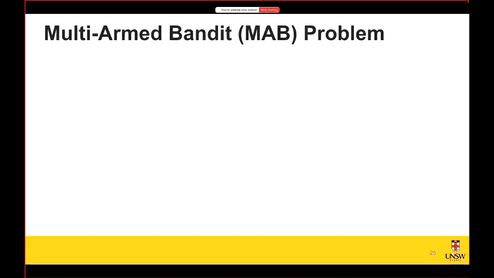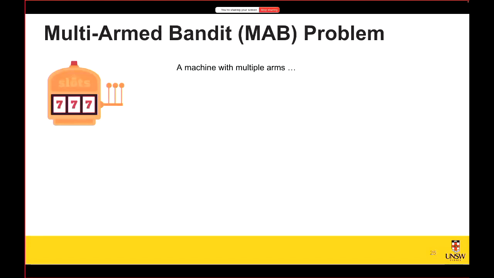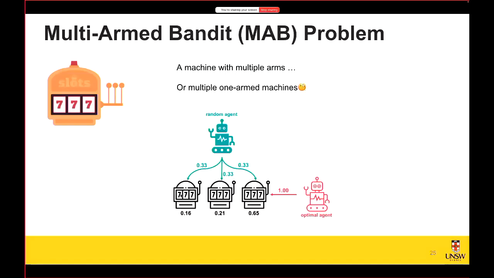And the multi-arm bandit problem is like this. There are several arms, so it is kind of like a machine with multiple arms. Each arm is associated with a different probability of getting us some reward. It's considered like a machine with multiple arms, or multiple one-armed machines like this. Each one of them is associated with a fixed probability of getting us some reward.